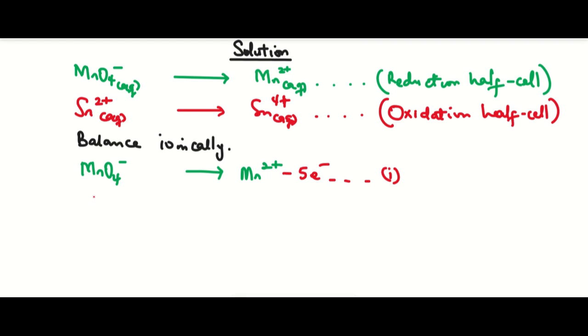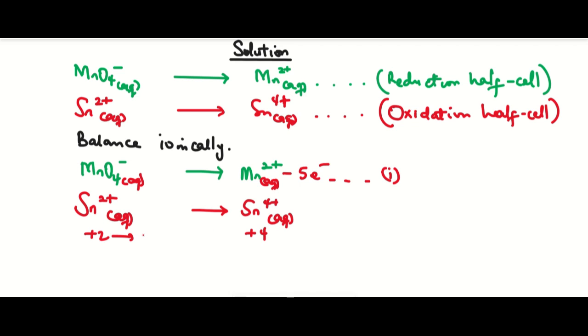So moving to the next equation, we have Sn2+ aqueous. Don't forget the state of this is aqueous and this also is aqueous, to give Sn4+ aqueous. The charge here is plus 2 and the charge here is plus 4. So I'm bringing this to plus 4. Hence, I have to add 2 electrons. I have plus 2 here because minus times minus gives you plus 2. So the total charge for the reactant side is plus 4 and this is equal to the charge here. This equation becomes our equation 2.